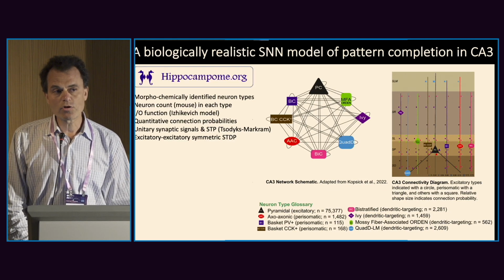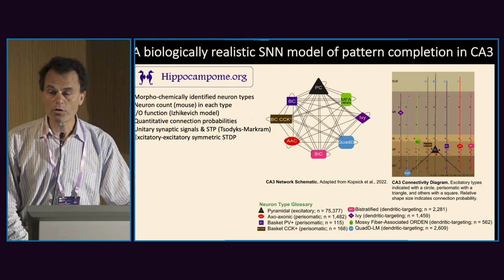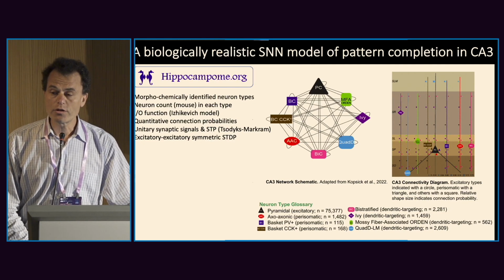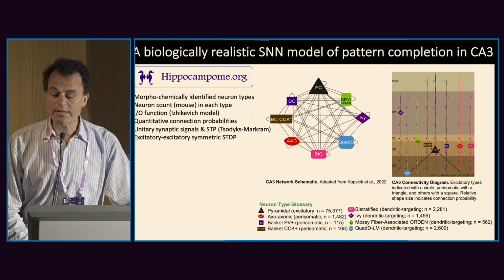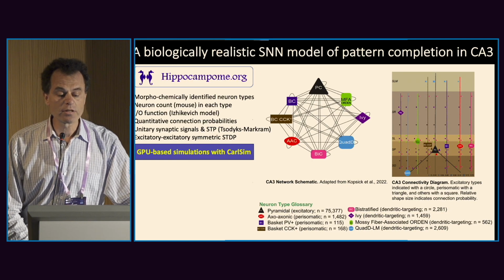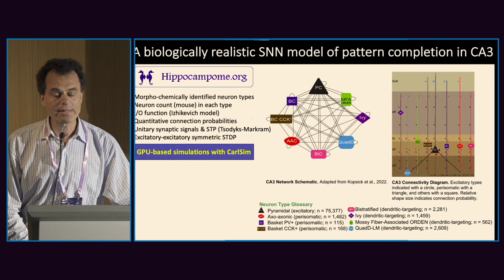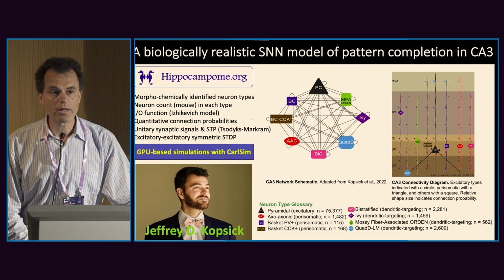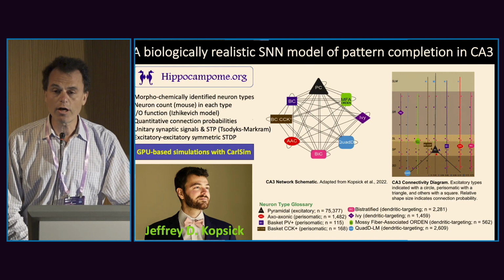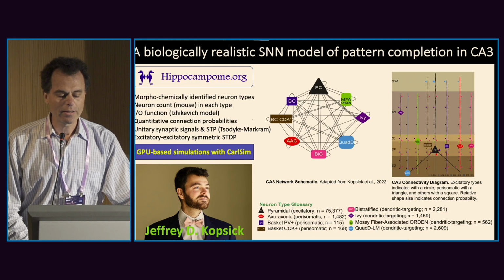So all the parameters were taken from a very powerful open access resource called hippocampome.org, which is based on over 50,000 experiments where all the parameters are accessible online, and the simulations were run on graphical processing units using the environment called CARLsim. And when I say we, I really mean my wonderful PhD student, Jeffrey Kopsick, who will graduate next year and will be on the postdoc market. He comes greatly recommended.